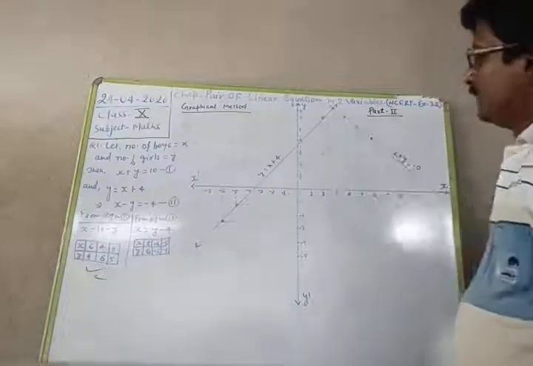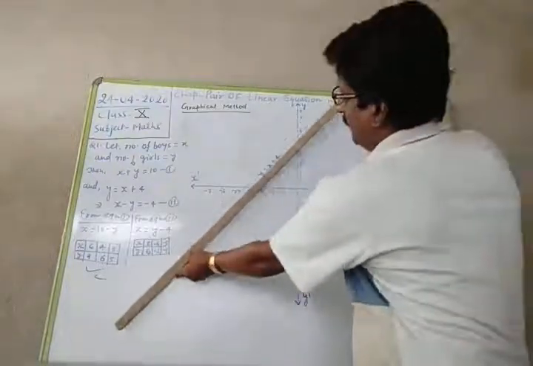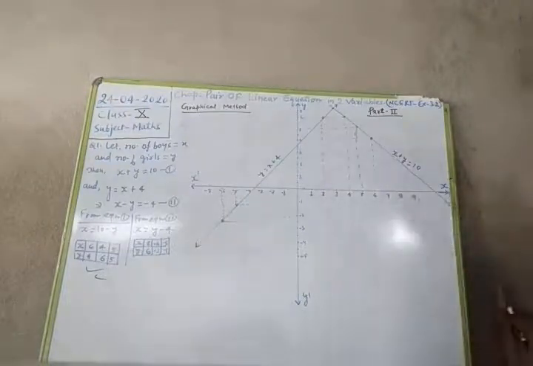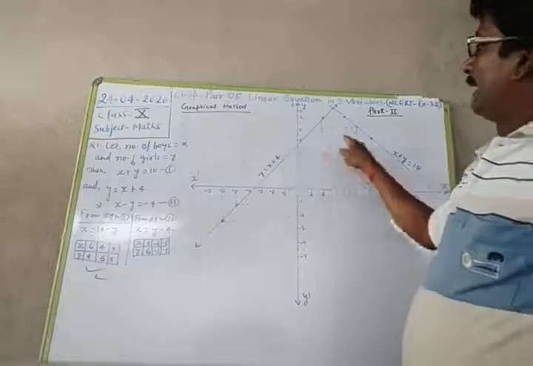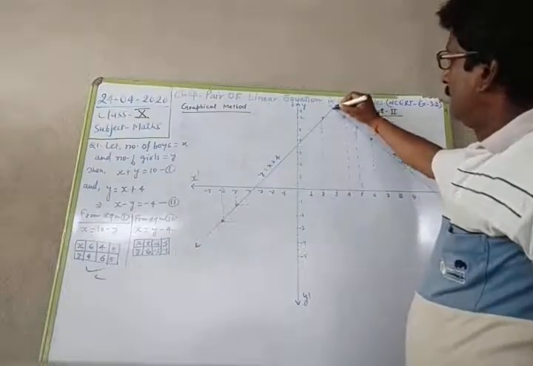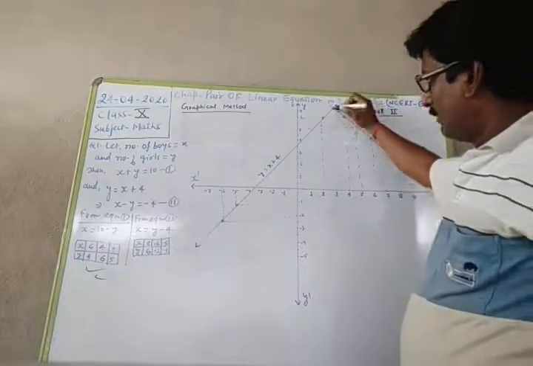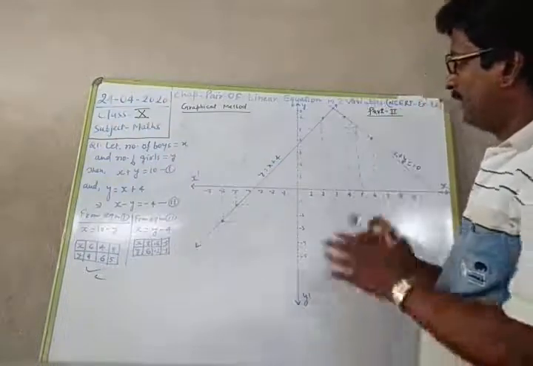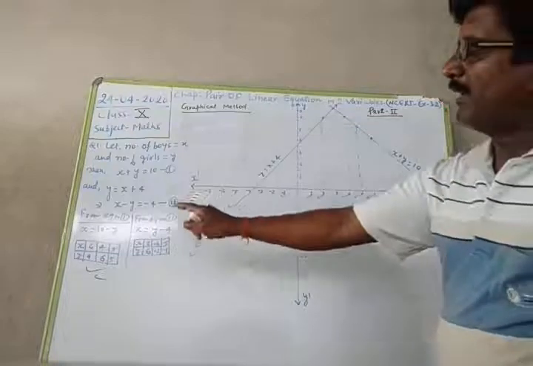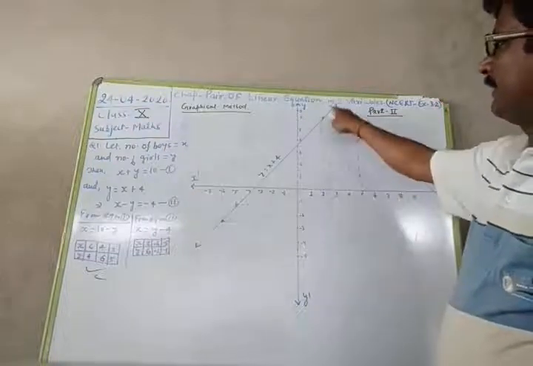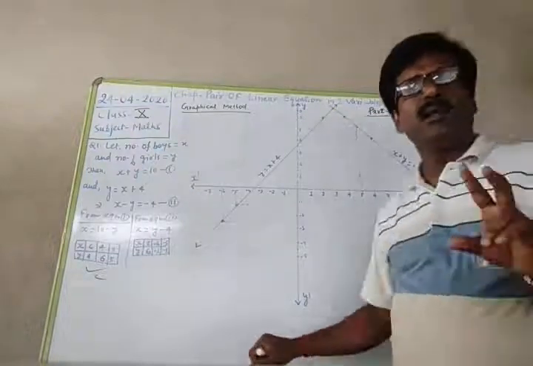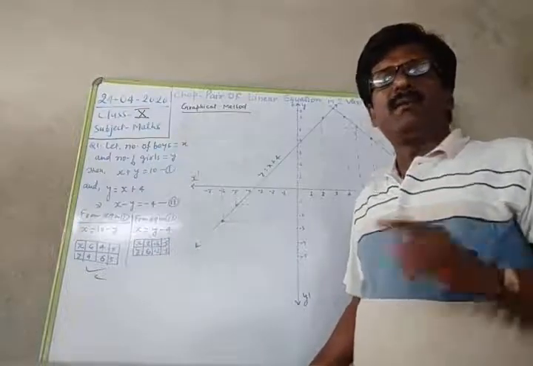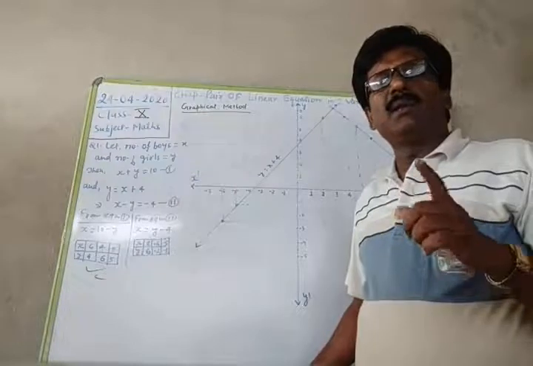Then using a scale, once again I have drawn the line, and after joining the line, what do we observe? The two lines intersect at this point. So when the two lines intersect at this point, we can conclude the lines of both the equations intersect at one point. And when the lines of the graph meet at a single point, it means the equation has a unique solution.